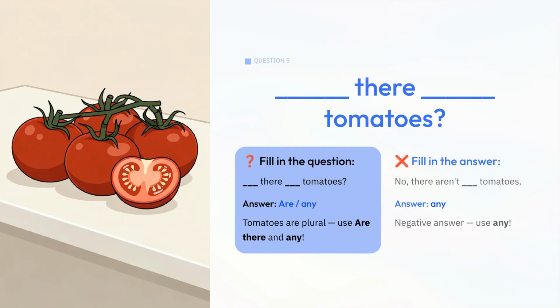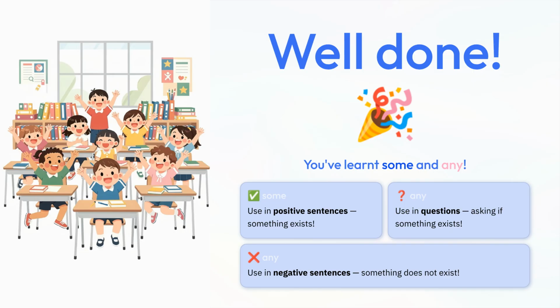Question 5. Are there any tomatoes? Tomatoes are plural, so we say, are there any tomatoes? Now the answer. No, there aren't any tomatoes. Negative answer. Use any. Well done.